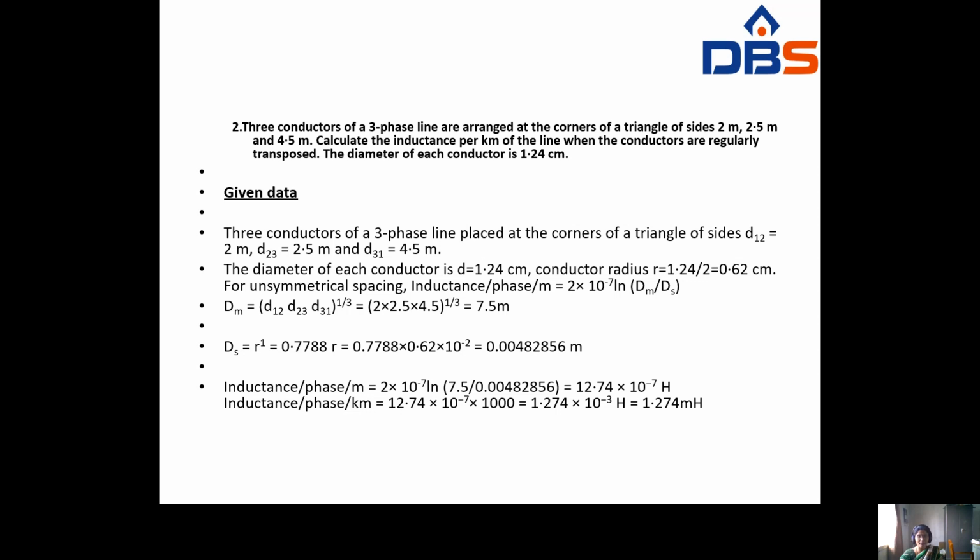At that time you have to multiply with 1000. So the inductance per phase per kilometer is equal to 12.74 into 10 to the power of minus 7 into 1000. You get 1.274 into 10 to the power of minus 3 henries, so finally you can get 1.274 millihenries. This is the value of inductance per phase per kilometer.